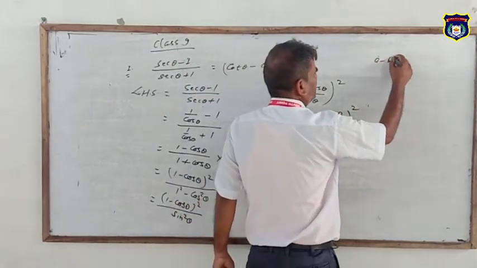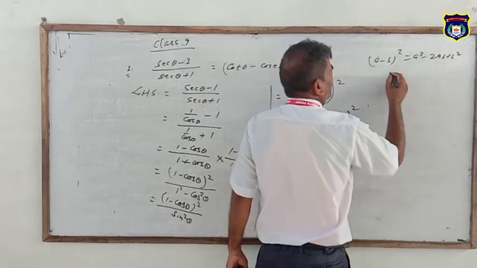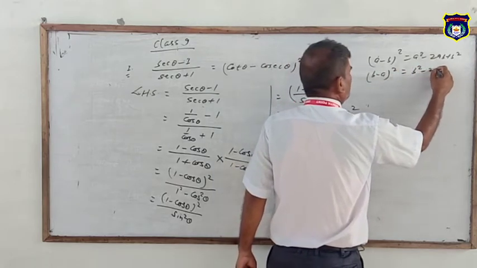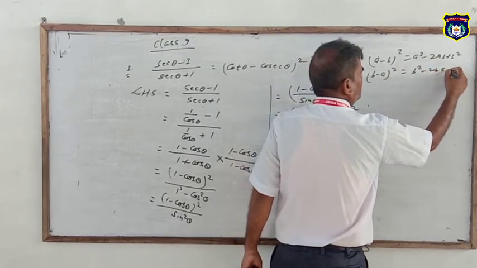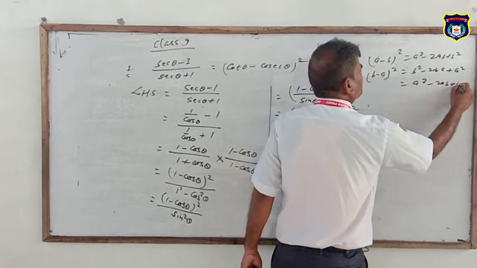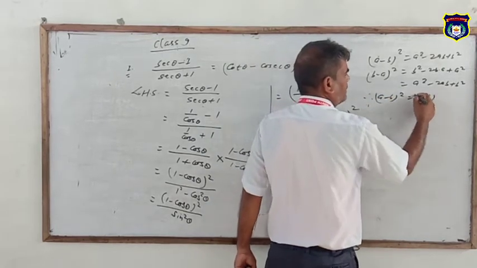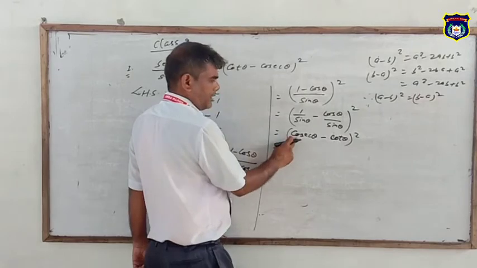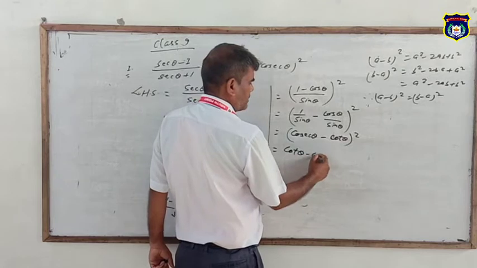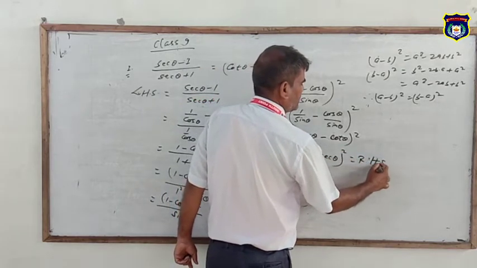If (a minus b) whole square is equal to a square minus 2ab plus b square, then (b minus a) whole square is equal to b square minus 2ba plus a square. This means a square minus 2ab plus b square. Therefore (a minus b) whole square is equal to (b minus a) whole square. Therefore (cosec theta minus cot theta) whole square is equal to (cot theta minus cosec theta) whole square, which is RHS.